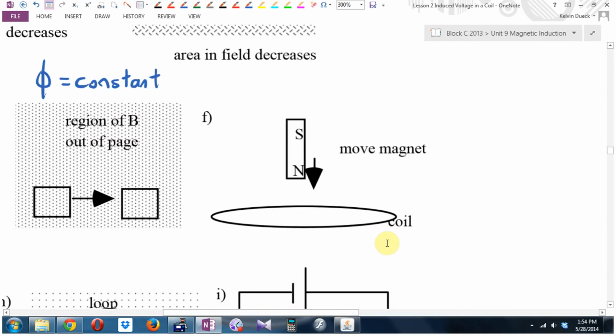What about situation F? Is the area of the coil changing? No. But you know what? We're moving the magnet closer. When you move a magnet closer, what happens to the magnetic field strength at your location? If a magnet's moving closer to you, are you feeling the magnetic field stronger, weaker, or the same? So in this case, magnetic field is increasing, which means the flux is increasing.